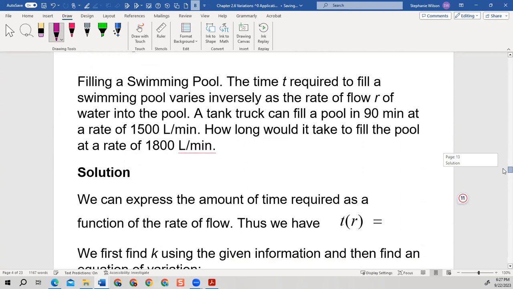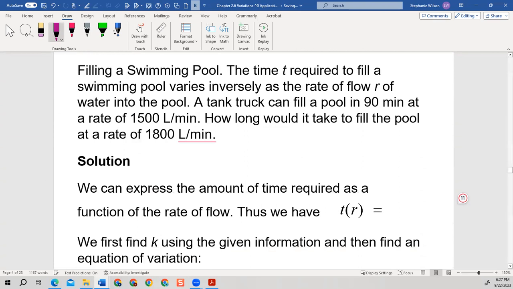The next example is a swimming pool. It says that the time T required to fill a swimming pool varies inversely as the rate of flow R of the water into the pool. A tank truck can fill a pool in 90 minutes at a rate of, we can say 1,500, I got tongue-tied, anyways, 1,500 liters per minute. How long would it take to fill the pool at a rate of 1,800 liters per minute?